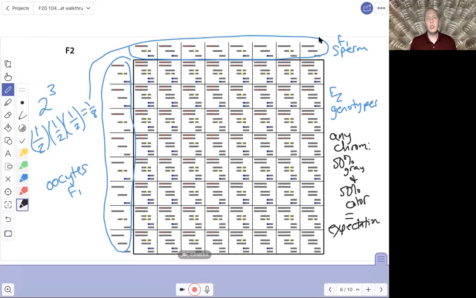If there's no genetic incompatibility, if there's nothing wrong with any of these different genotypes, then when we look at all of the F2 individuals we genotype, we should expect to find that for any chromosome, exactly half of the alleles are gray, or wild type, or the original ancestral allele, and 50% should be the colored version, red on chromosome 1 or yellow on chromosome 2 or blue on chromosome 3.